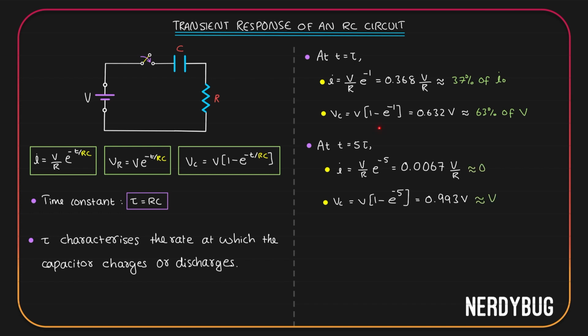We can conclude that after about 5 time constants have passed, almost all of the applied voltage is dropped across the capacitor. So the capacitor now is acting as an open circuit and the current in the circuit has now become 0. We call this the steady state condition.